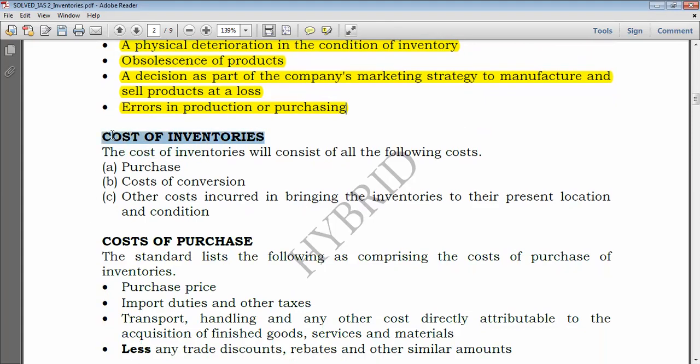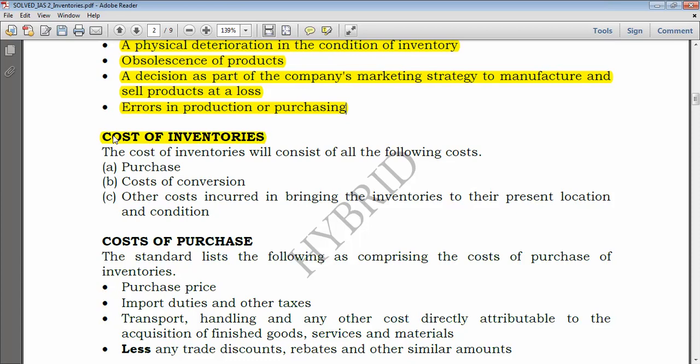Now, cost of inventories. How do we determine the cost of inventories? To determine the cost of inventories, we usually categorize it into 3 categories. Actually, it's not that much of a big deal. Let me just give you a single example, before going through all these, because you could find them in a list somewhere, but it's nothing.